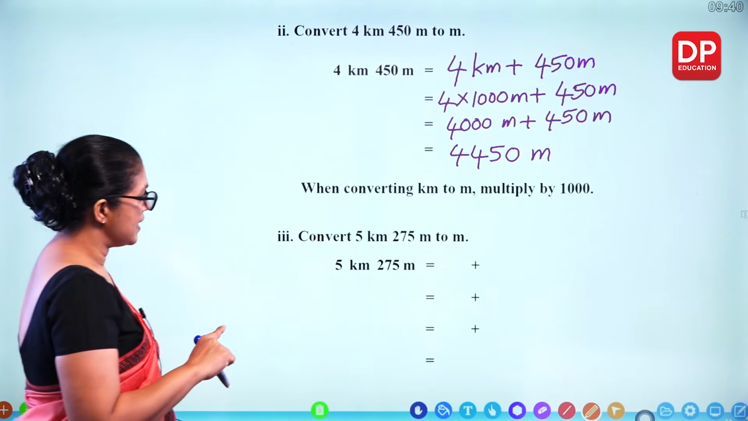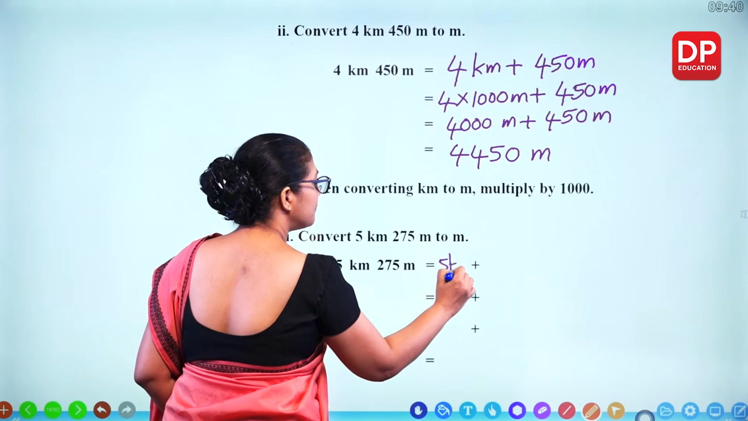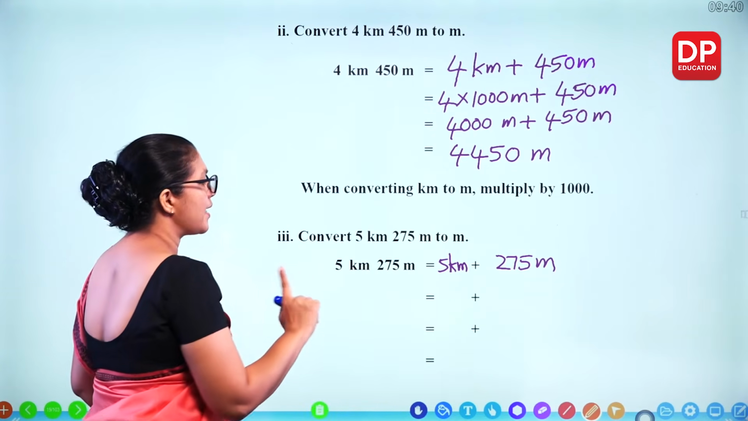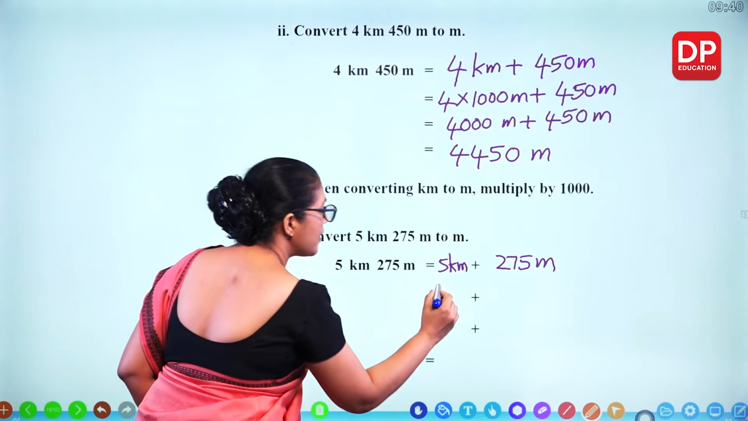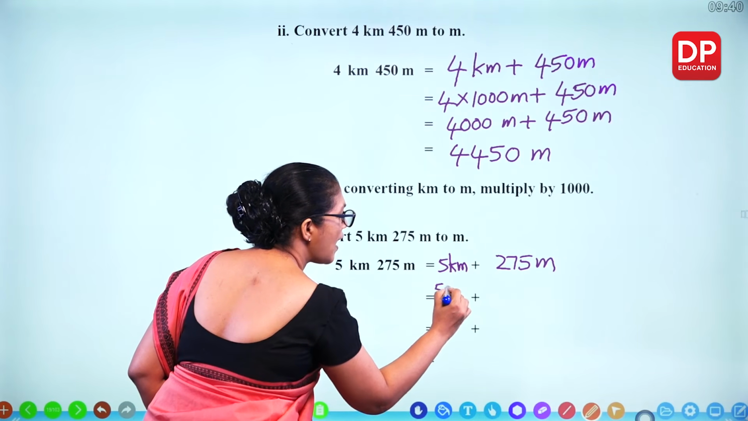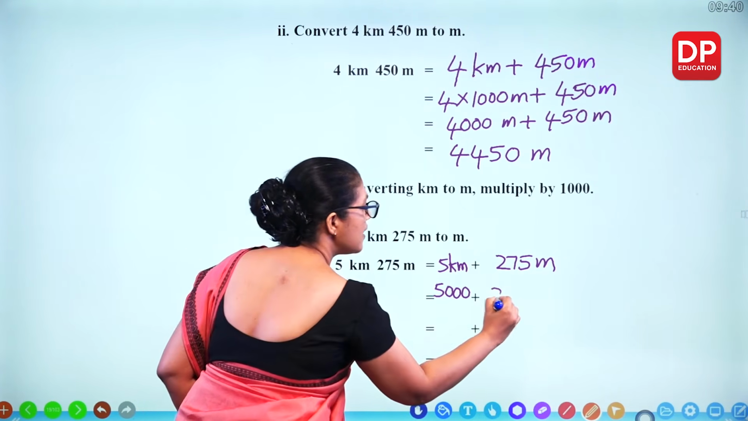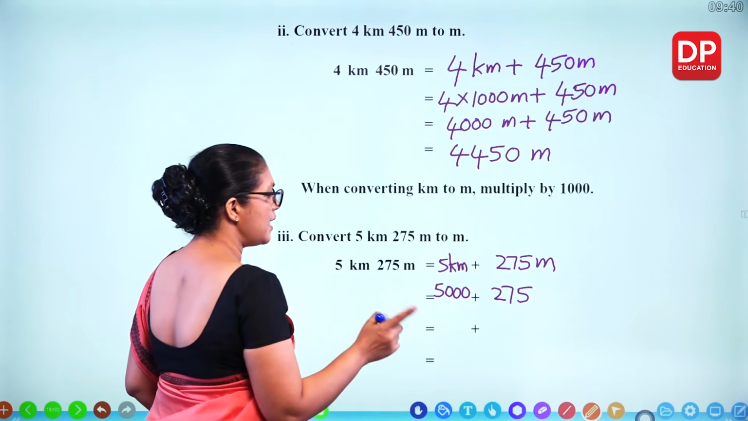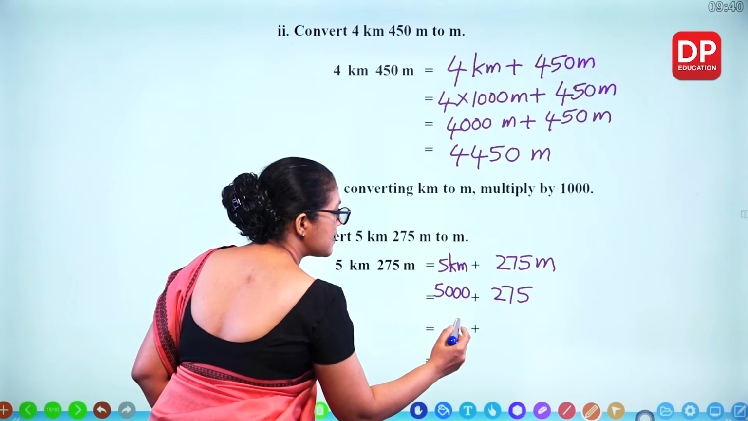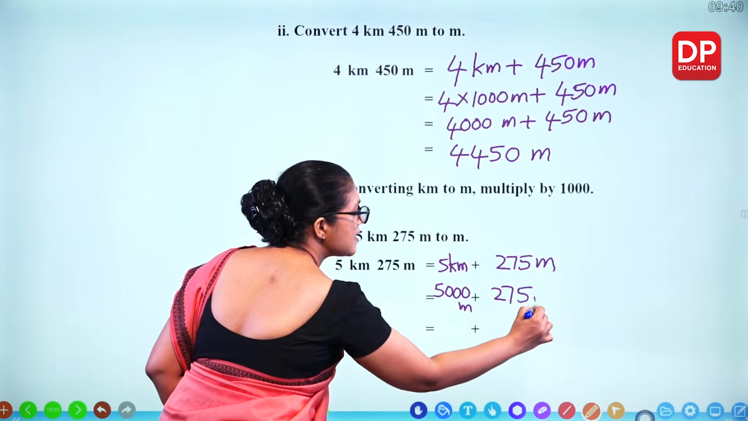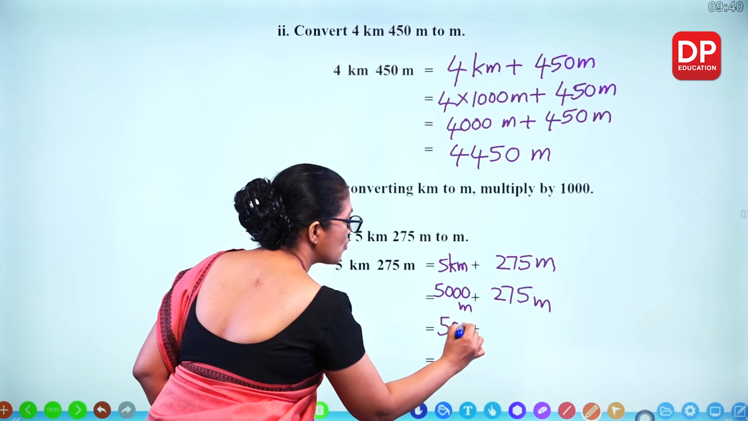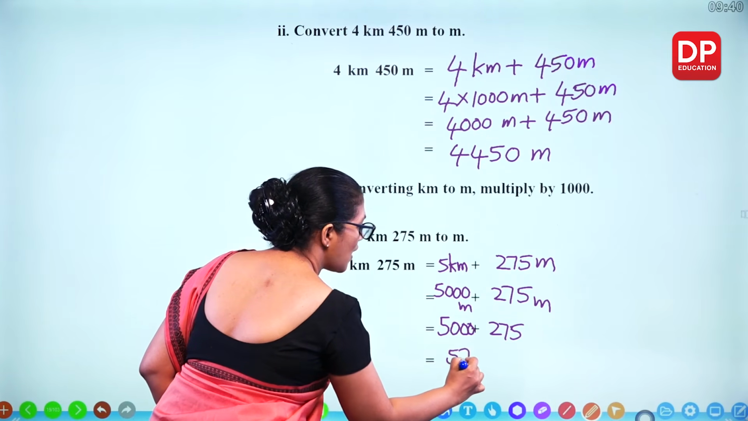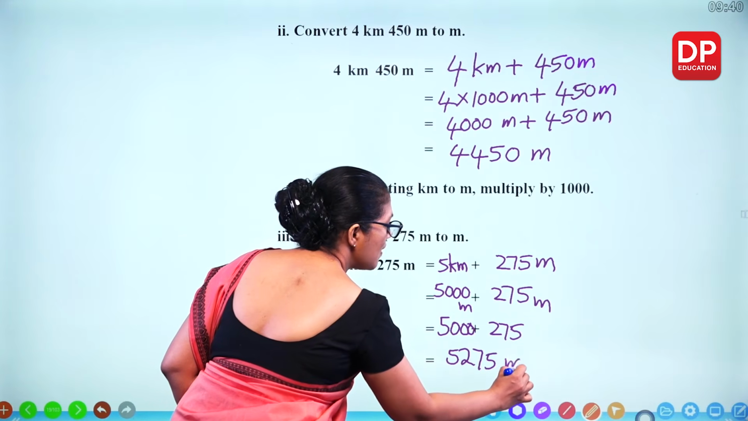Convert 5 kilometers and 275 meters to meters. So I can split like this. This one I can multiply by 1000 and write 5000 meters. Here 275. Now both in meters. So that means this is in meters, this is in meters. I can just add it together. 5000 and 275. Answer is 5275 meters.